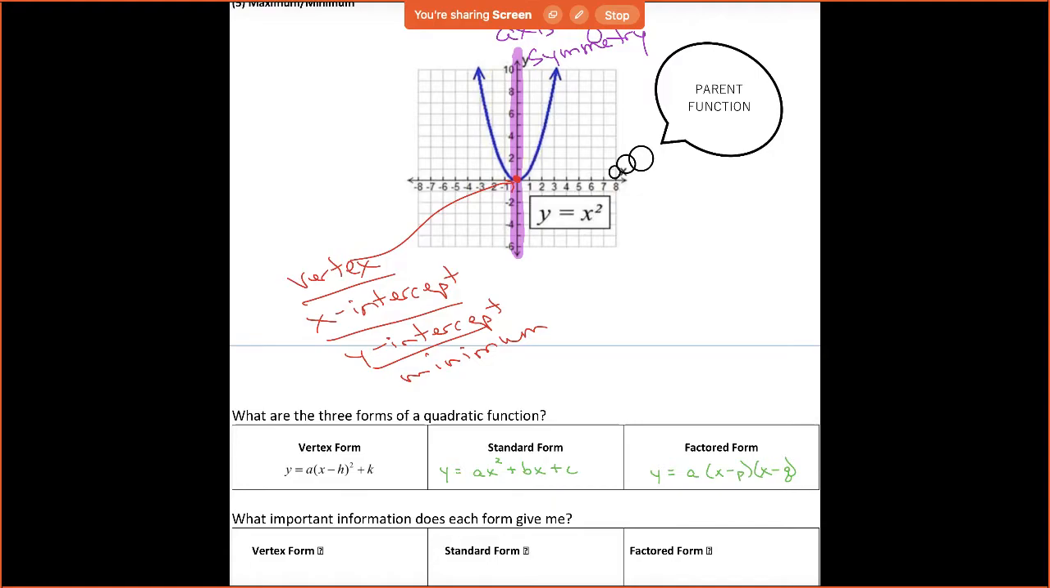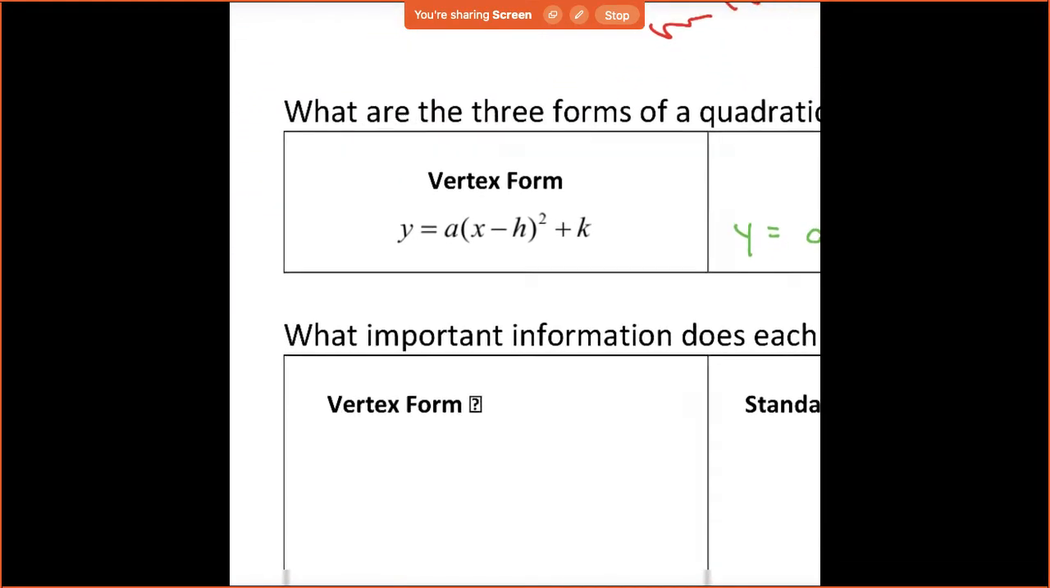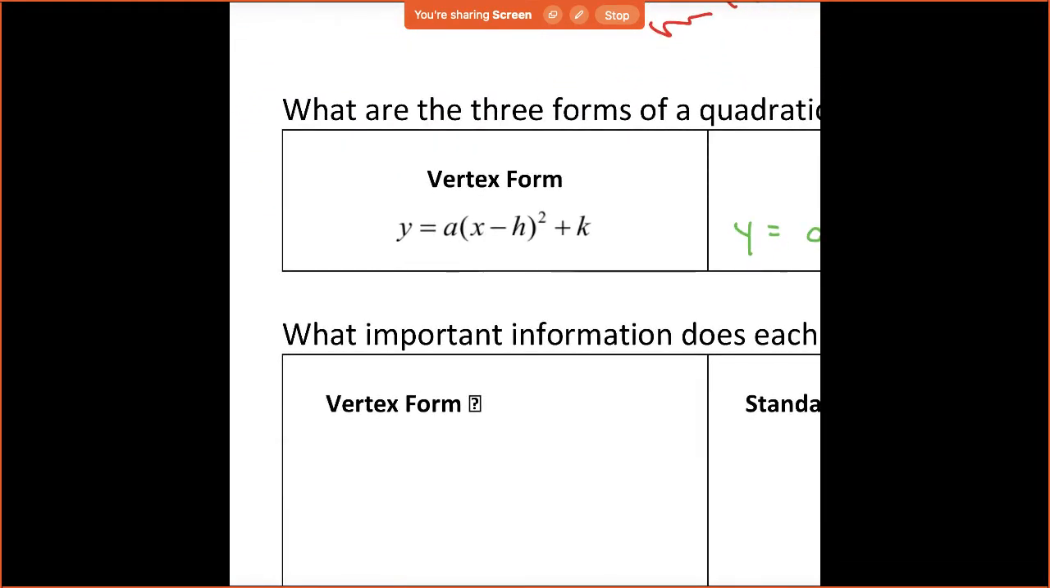Okay? Any questions about any of those vocab words? Okay, then let's talk about the different forms. There are 3 different forms for quadratic functions, and each one gives us important information that we are going to talk about today. By the end of today, you have to be able to identify what form the equation is in and what key points you're going to be able to find from that form.